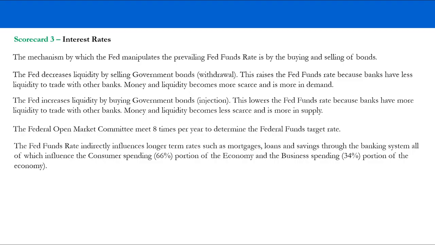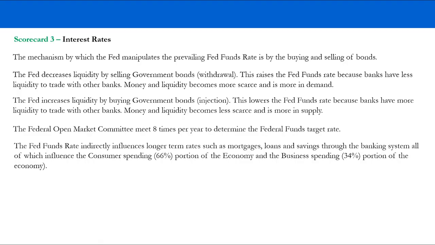Now, the opposite holds true as well, where if the Fed wants to increase liquidity, they buy government bonds, thus injecting money into the system. This has the effect of lowering the Fed funds rate because banks have more liquidity to trade with when trading with other banks. And therefore, money and liquidity becomes less scarce and is more in supply.